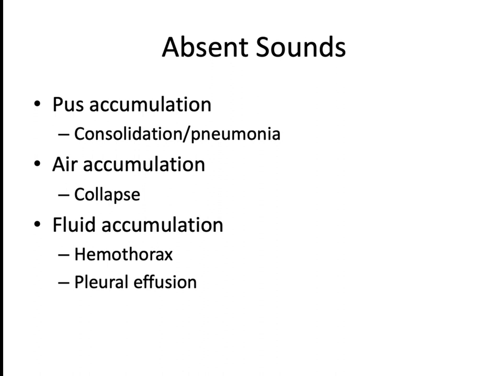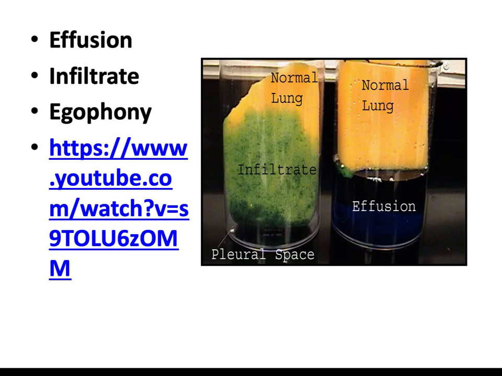But it could be air, it could be fluid, right? If we have some kind of fluid accumulation, we're thinking maybe a hemothorax, we've got blood in the chest, or a possible pleural effusion. Kind of focus on the term egophony for you guys. Egophony is actually a technique that we use to auscultate the lungs. If we have a lot of lung consolidation, fluid in the lungs, or possibly some kind of fibrosis of the lungs or something, we can use a technique that's known as egophony.